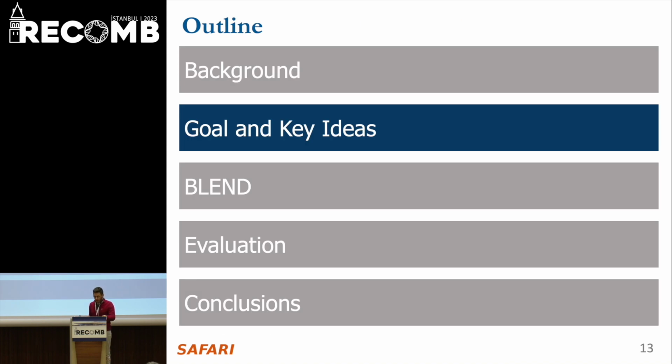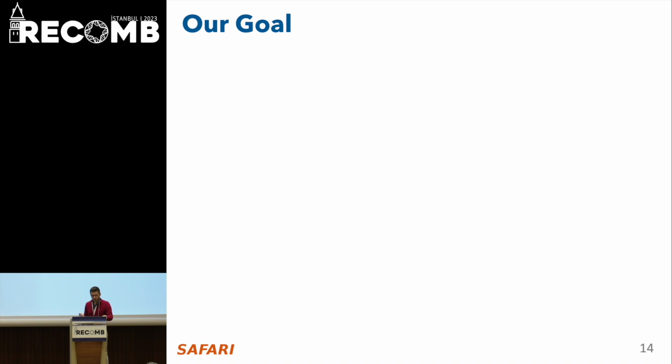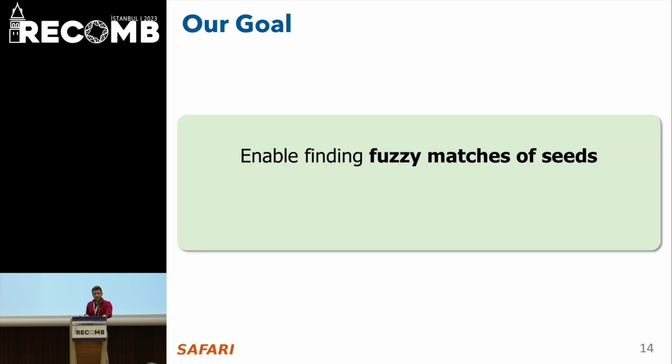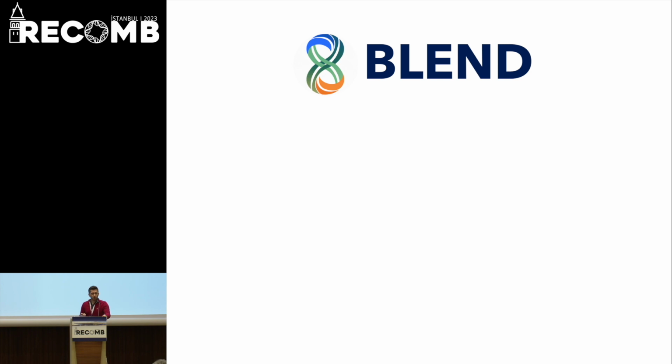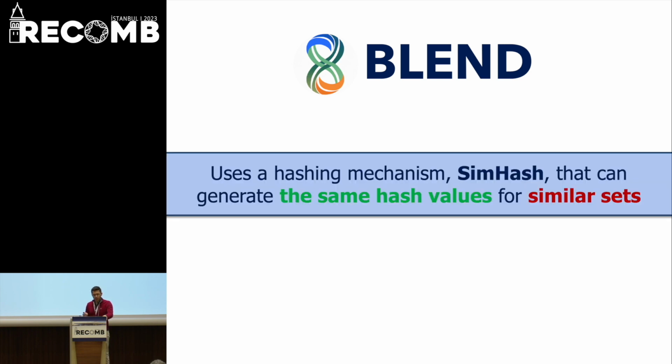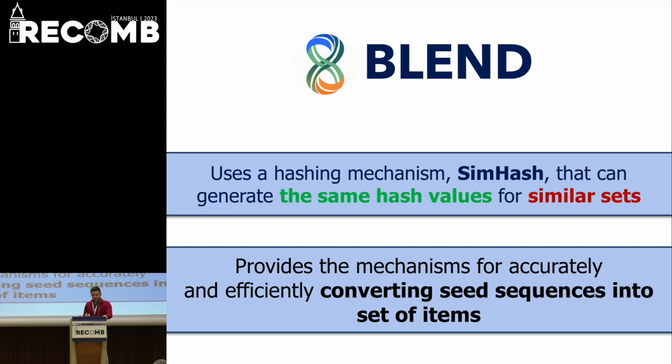So let me quickly go over our goal and key ideas in this work. Our goal is to enable finding fuzzy seed matches as well as exactly matching seeds with a single lookup of the hash values of these seeds. To this end, we propose BLEND. BLEND is based on two key ideas. BLEND uses a hashing mechanism called SimHash that can generate the same hash value for similar sets, and it provides mechanisms for accurately and efficiently converting seed sequences into a set of items.